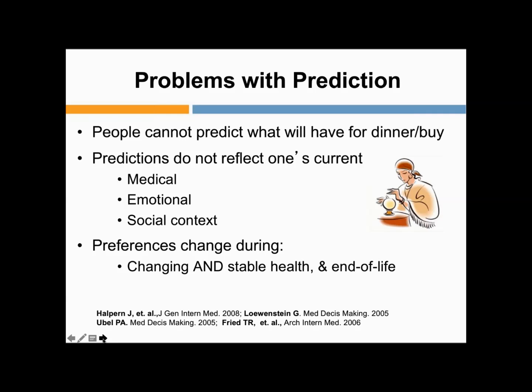And we also know from a large amount of research that preferences change, but they change not only during changing health, they change during stable health, and they change at the end of life because we're human and that's just what we do.